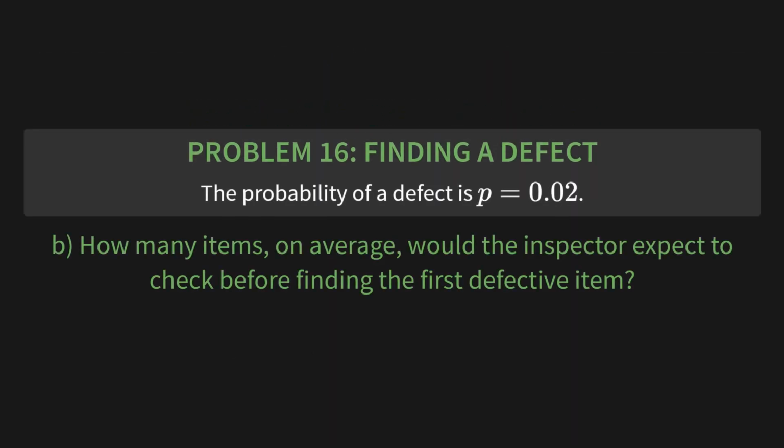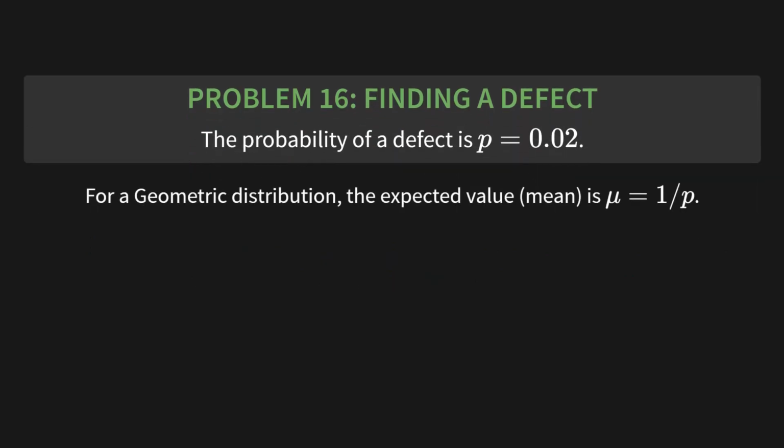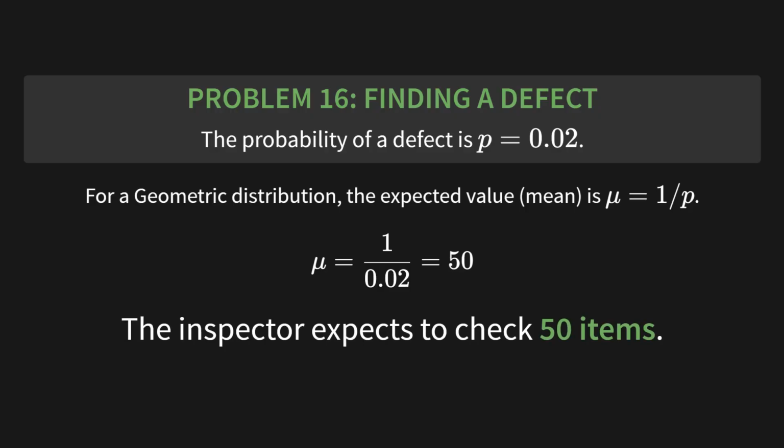The probability of a defect is 0.02. How many items on average would the inspector expect to check before finding that first defective one? Here's the great thing about the geometric distribution. The expected value, or the mean, is just 1 divided by p. It's super intuitive. So mu equals 1 divided by 0.02, which is exactly 50. The inspector expects to check 50 items.